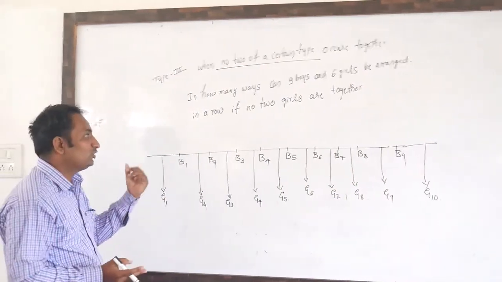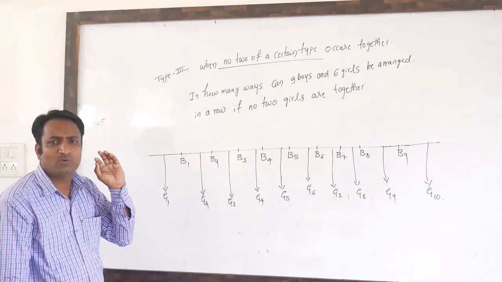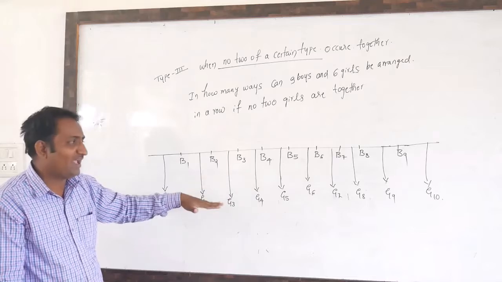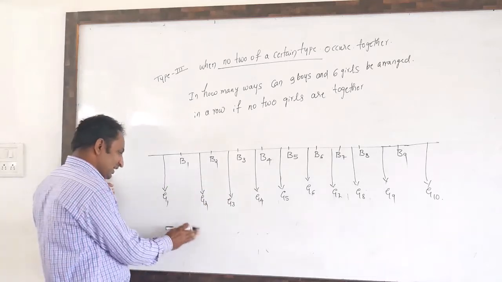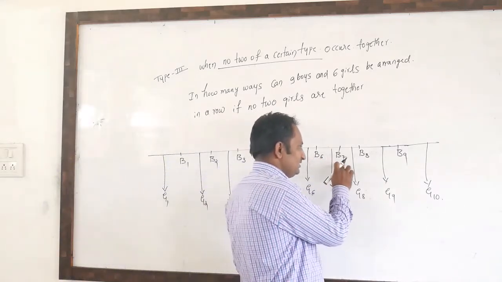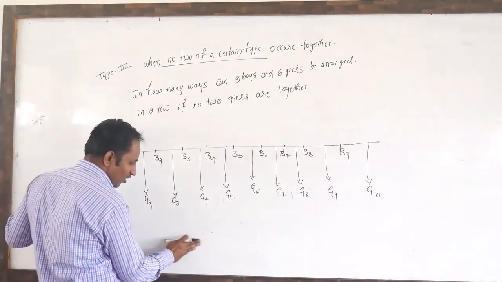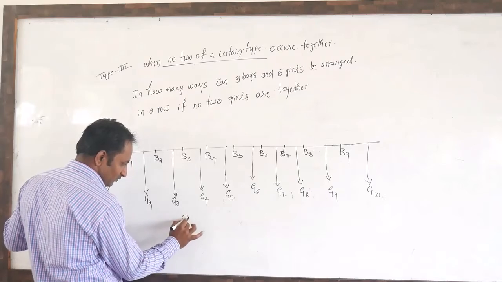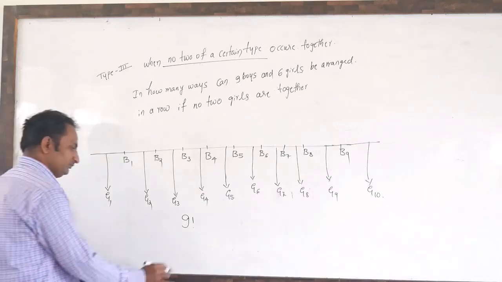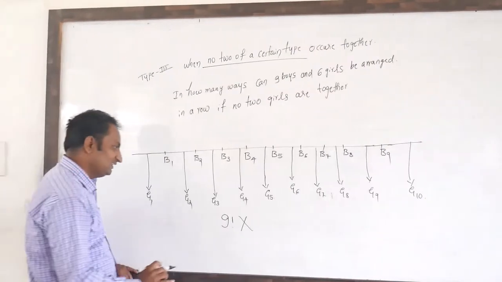If two girls are not coming at a time, the possible ways to substitute girls in between the boys are 10. Here first we can arrange B1, B2, B3, B4, B5, B6, B7, B8, B9. That's why we can arrange the boys in 9 factorial ways. 9 factorial into, there are 10 ways for substituting girls. That's why 10.